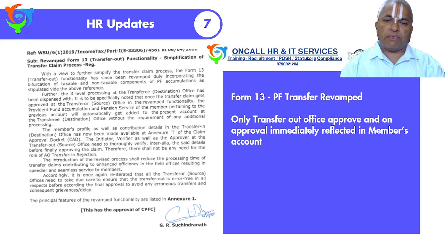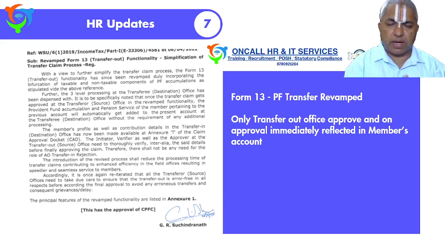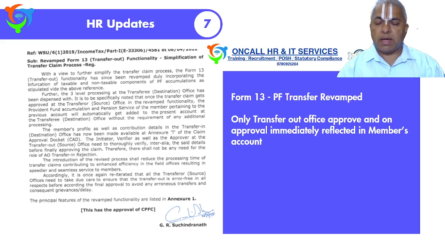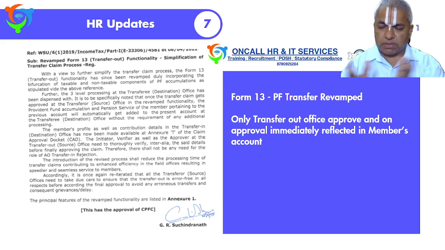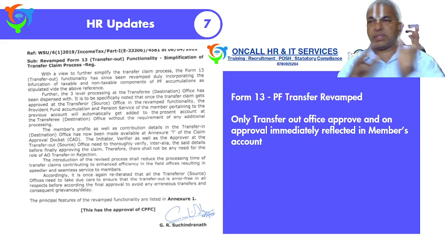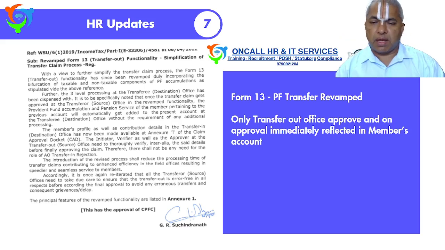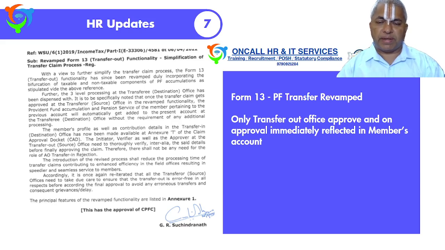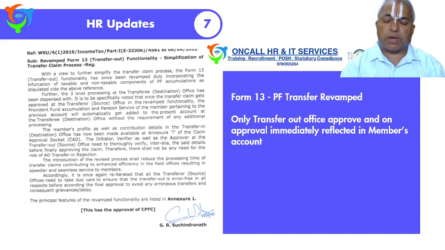Next, PF Form 13. Form 13 is used for transferring the fund from one organization to another organization, when an employee is joining or transferring, to get back the funds from one organization to another. Earlier there were a lot of procedures, the transfer-out office and transfer-in office both had to check and approve. Now it has been simplified and revamped: only the transfer-out office has to approve, and the transfer-in office can accept and credit it in the employee's account. As soon as the transfer out is approved, it will be reflected in the passbook of the employee. That much it is revamped now.